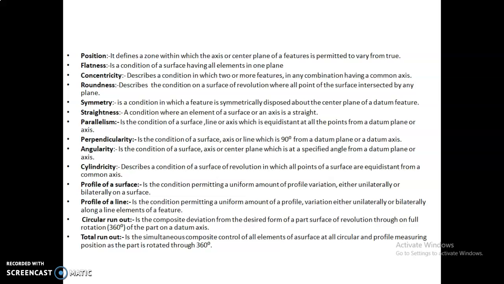Total runout is a simultaneous composite control of all elements of a surface, of all circular and profile measuring positions as the part is rotated through 360 degrees. So the difference between circular runout and total runout is that circular runout is used for two-dimensional tolerances and total runout is used for three-dimensional tolerances. In total runout, we move the plunger dial to different end positions of the surface through 360 degrees.